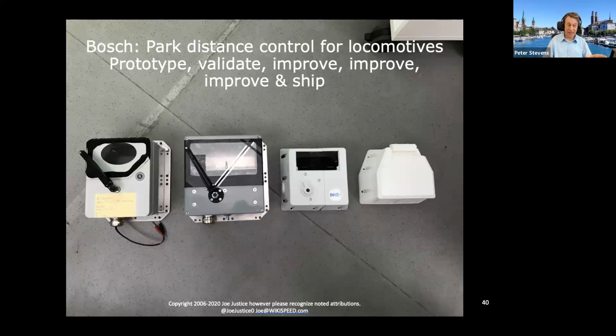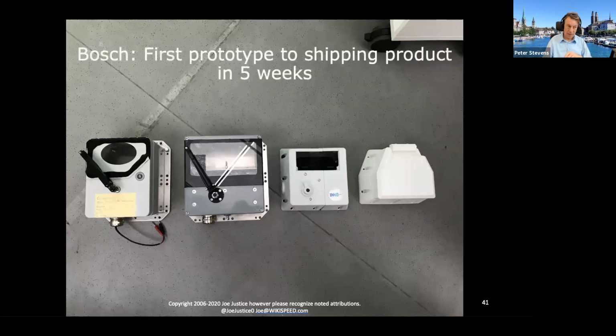So first thing they did is they made a prototype based on their automotive device, hung it on a locomotive, spent some time in the train yard. Did it help? Yes, it worked. Yes, it helped. And they actually prevented an accident in the first week of use. So they decided that this was a good thing. They iterated on the design, every week a new prototype. By the 4th or 5th prototype, they had something that was ready to sell. So imagine that, from first prototype to shipping product in 5 weeks.